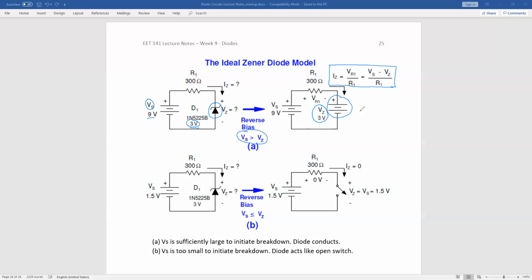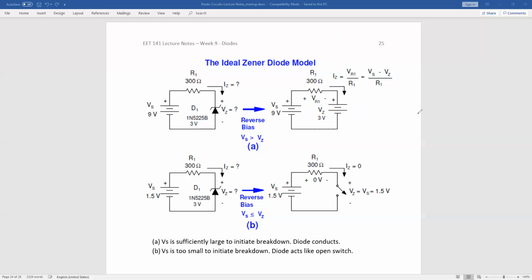Okay, so we know that the voltage is going to be 3 volts. That's our VZ, because it's fixed at 3 volts since we have sufficient voltage applied to put this in reverse bias. So if we draw our graph, we're in the reverse bias region. And right here is where our breakdown voltage happens. So this is VZ. And we're interested in what the current is.